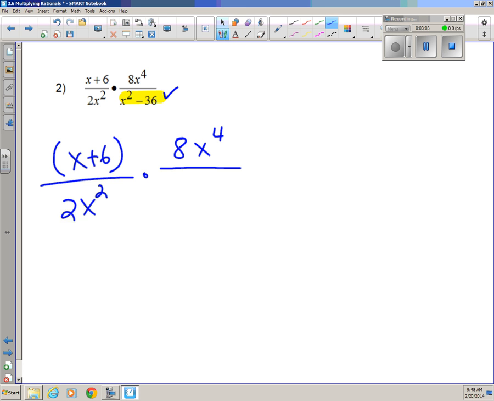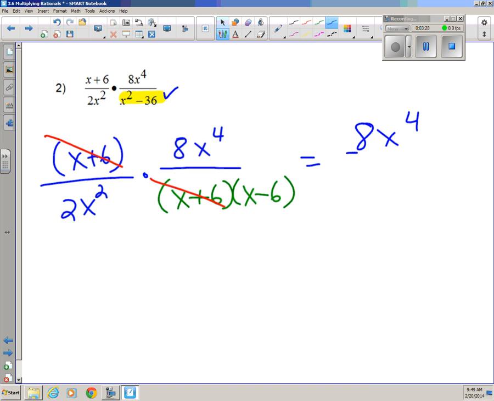But remember, this is factorable by difference of squares. And the way that I'm going to factor that is I'm going to do x plus 6 and x minus 6. Well, I noticed that if I have a pair of binomial factors, as long as one's on the top and one's on the bottom, I can cancel them out. So what's going to happen is this binomial x plus 6 and this binomial x plus 6 are going to cancel out. And now what's left over in the numerator is 8x to the fourth, and the denominator is 2x squared with an x minus 6 binomial factor.